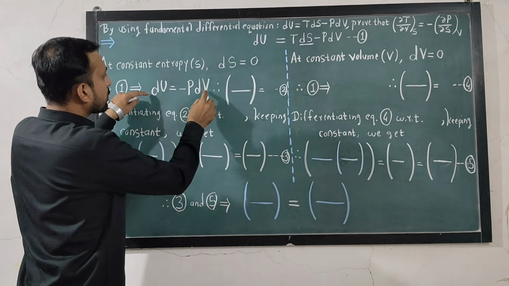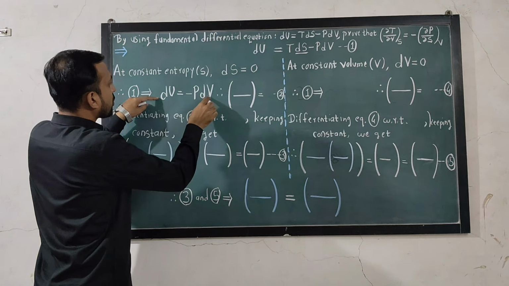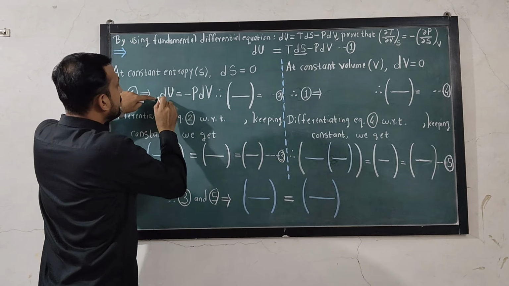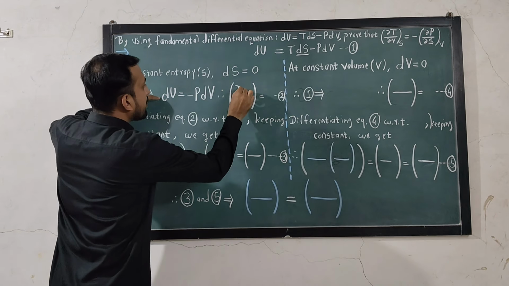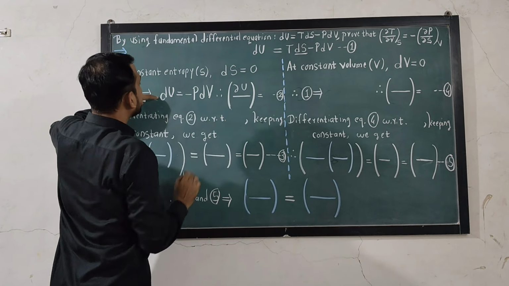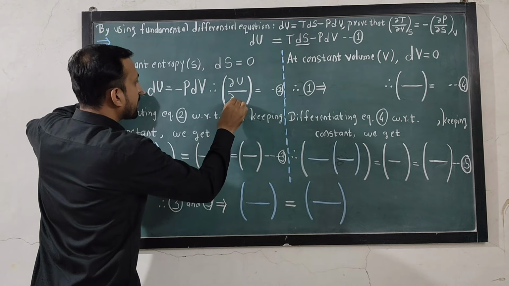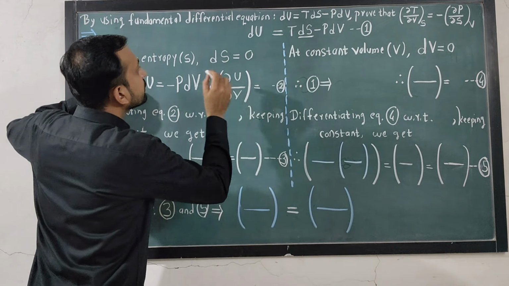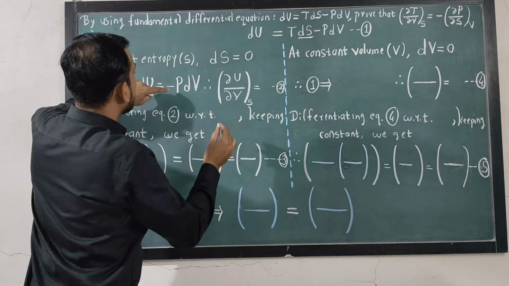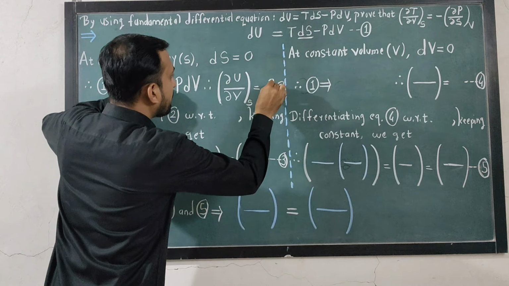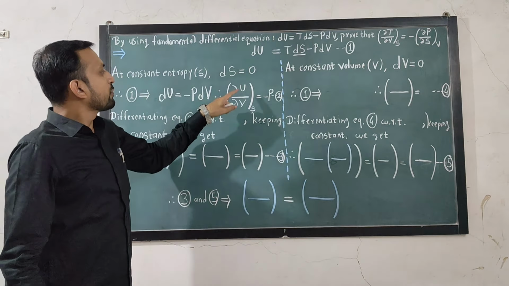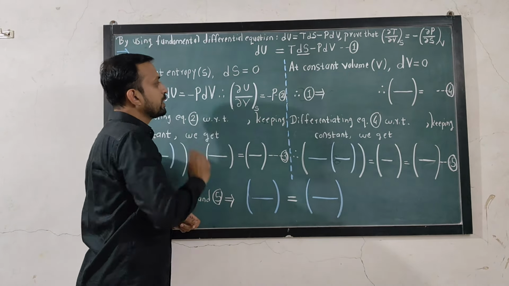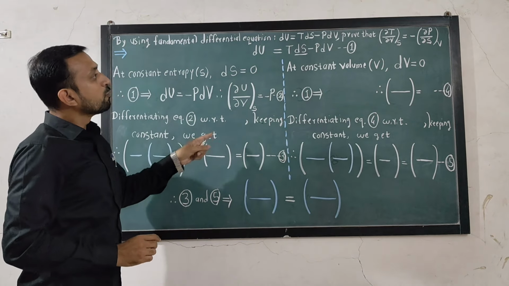Now, just by cross multiplication, when we divide by this dV, this d becomes the partial derivative. That is, the partial differentiation of U with respect to the partial differentiation of volume, keeping entropy constant, is equal to negative P. That is, the differentiation of internal energy with respect to volume is a partial derivative, therefore we write the partial differentiation. Equation 2.